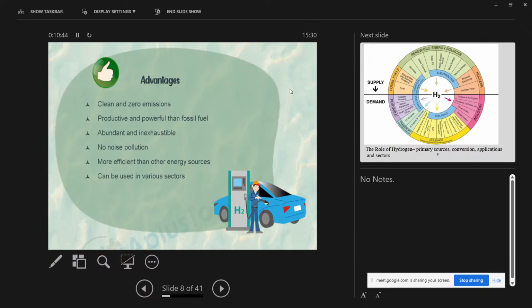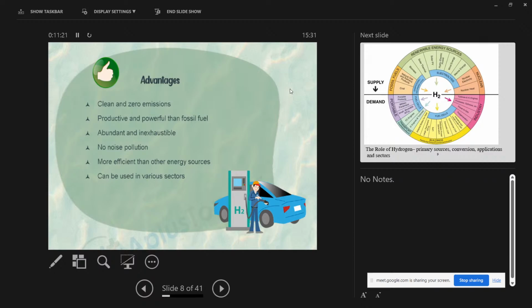Major advantages, so it will give you an idea. The first is that it is a clean, zero-emission fuel. It is more powerful compared to fossil fuels, and abundant and inexhaustible. For example, we have 78% water on the earth, so you can easily convert the water. Water will give you hydrogen, and when you convert this hydrogen, it will again give oxygen, and will give you H2 itself.